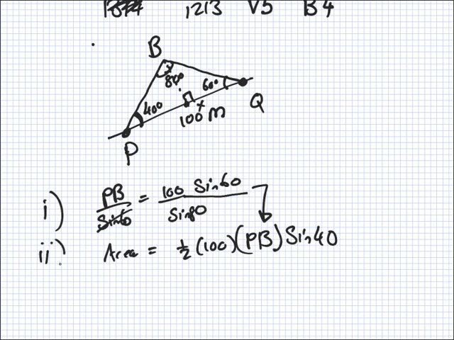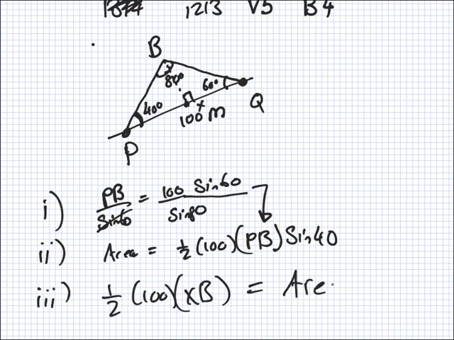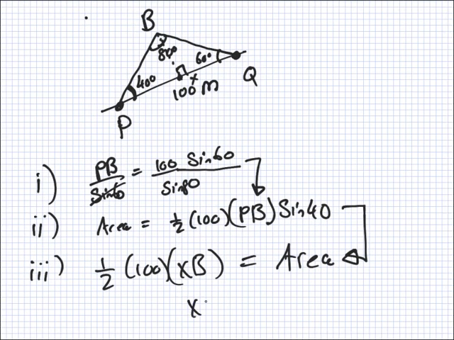Right, what's the next part? How far is the boat from the beach? In other words, what's the distance BX? Okay, so you can use the formula a half the base by the height, which is XB, that should equal the area which you just worked out from the last question. So you can easily get your XB: it would be twice the area you just worked out over 100. So that's how you get your XB.